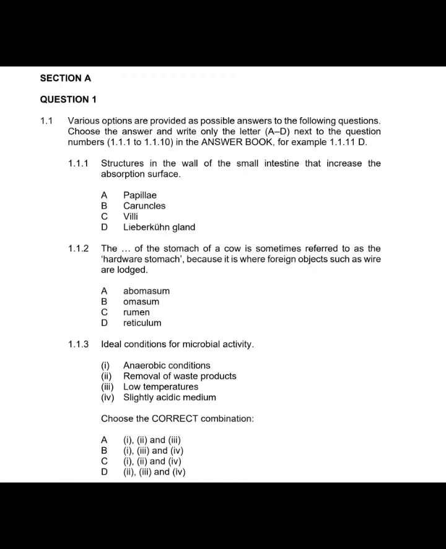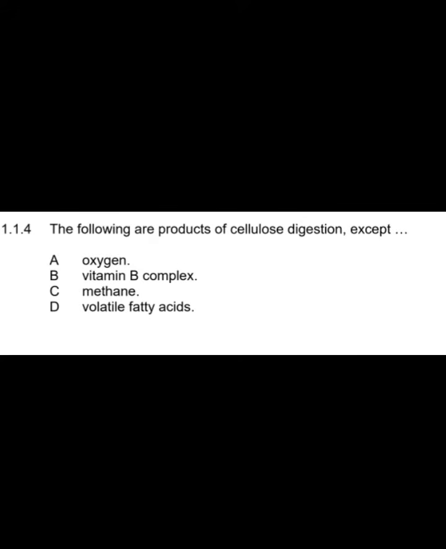1.1.3c. This is because anaerobic conditions, removal of waste products, and slightly acidic medium favor microbial activity. 1.1.4a. Oxygen. Oxygen is not a product of cellulose digestion, but methane and volatile fatty acids are produced, the ones we are looking for.